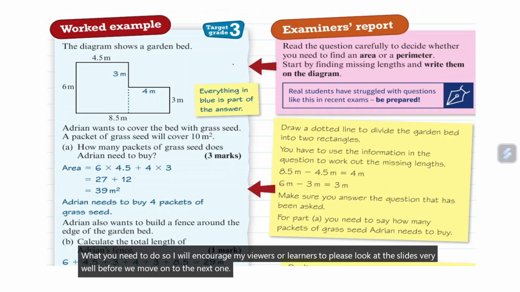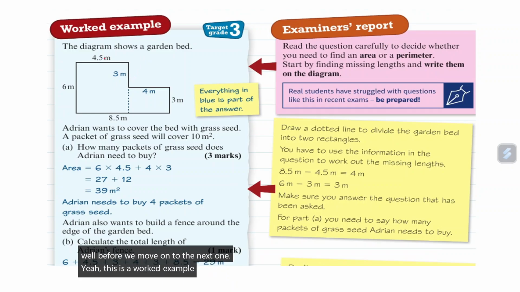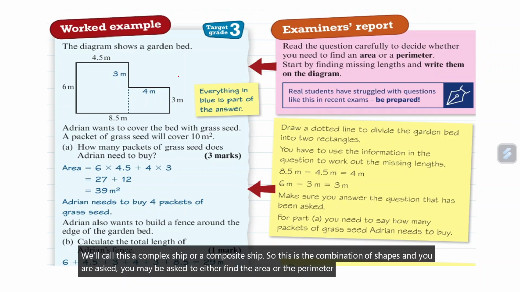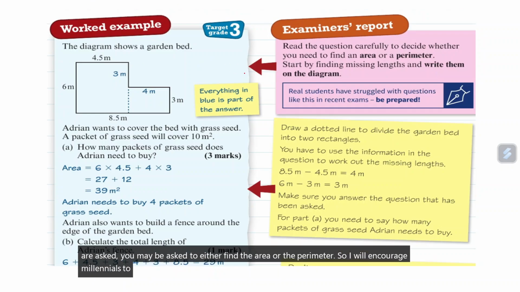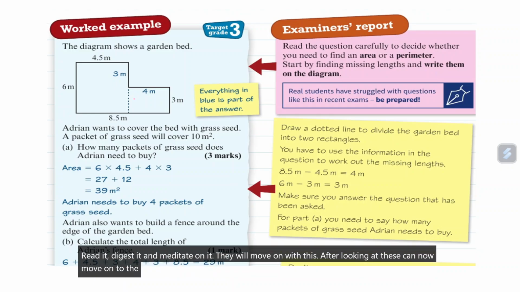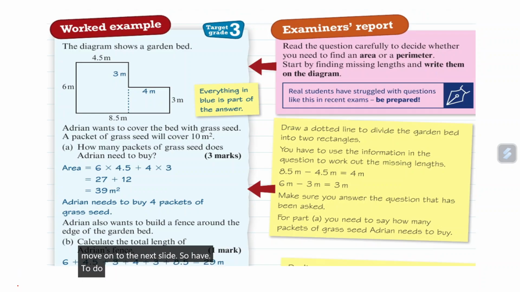Yeah, this is a worked example. So there is every possibility that you'll be given a complex shape. We call this a complex shape or a composite shape. This is a combination of shapes, and you may be asked to either find the area or the perimeter. So I will encourage my learners to look at this page, read it, digest it, and meditate on it. After looking at this, you can now move on to the next slide to do some class exercises.